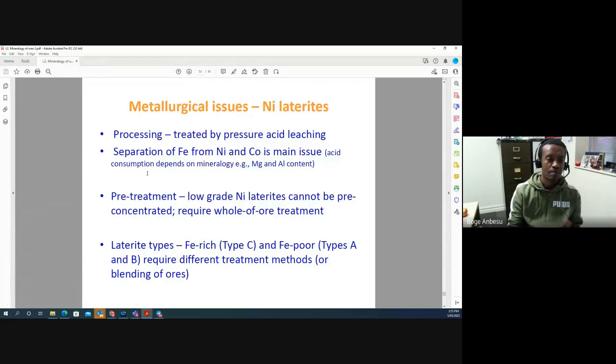And again, sometimes depending on the deposit type, you could have different zonation. So some are rich in iron, some are rich in nickel, and therefore you might need to account for those variations within the ore body to be able to handle different zones in the ore body in terms of processing, that is.